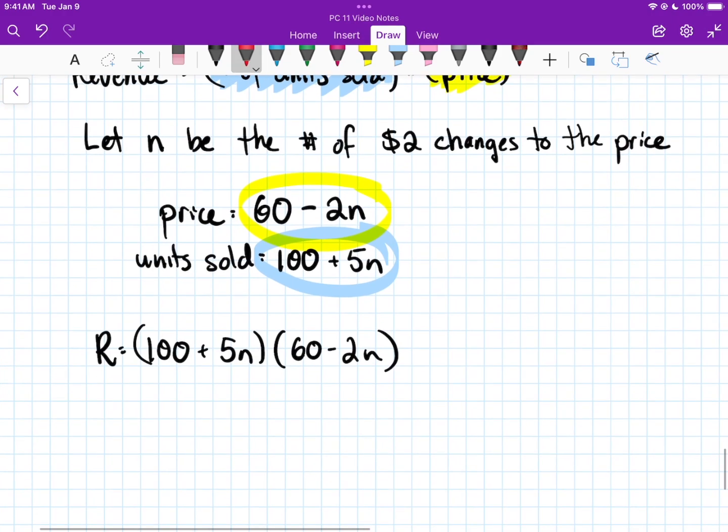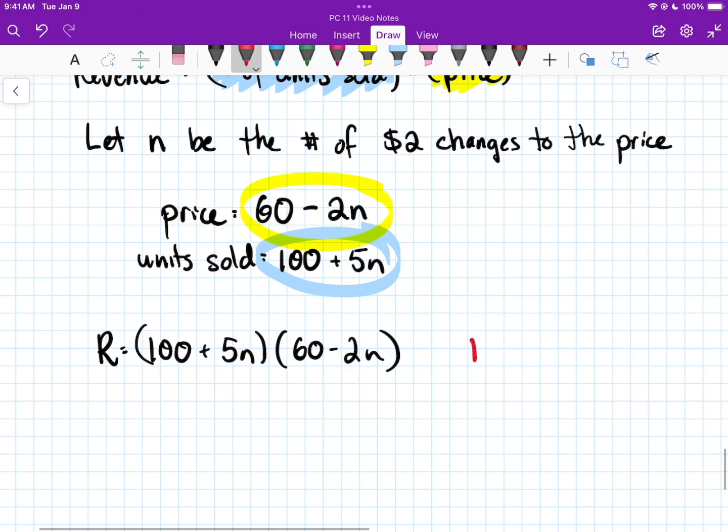So our first step with this particular function is going to be to FOIL it to get it into a form that we can work with. So if you don't remember what FOIL stands for, that is first, outside, inside, and last. So we're going to multiply our first two terms, our two terms on the outside, our two terms on the inside, and then the last term in each set of terms.